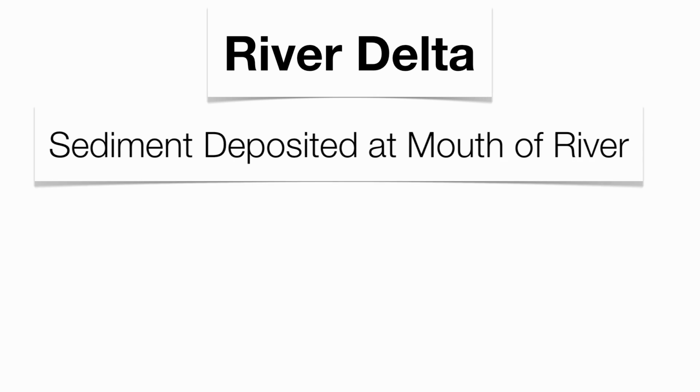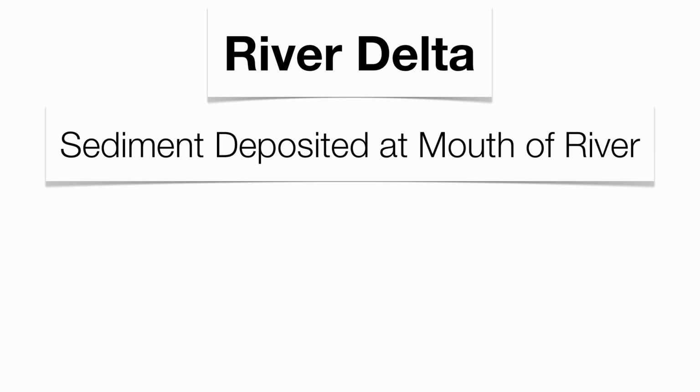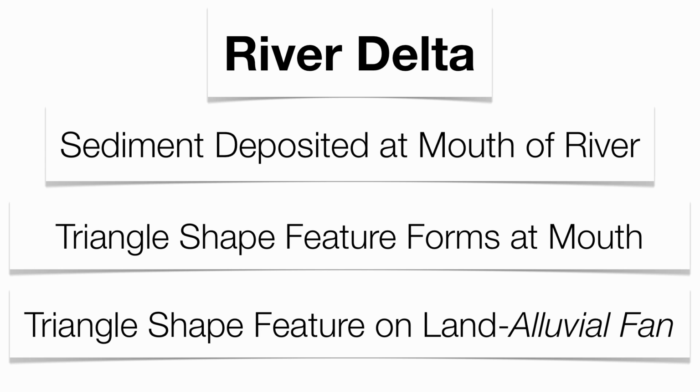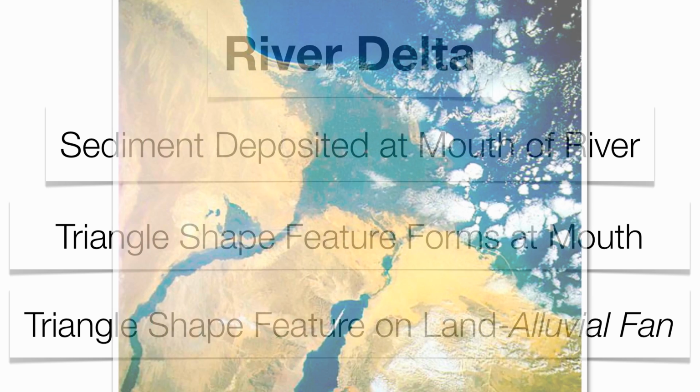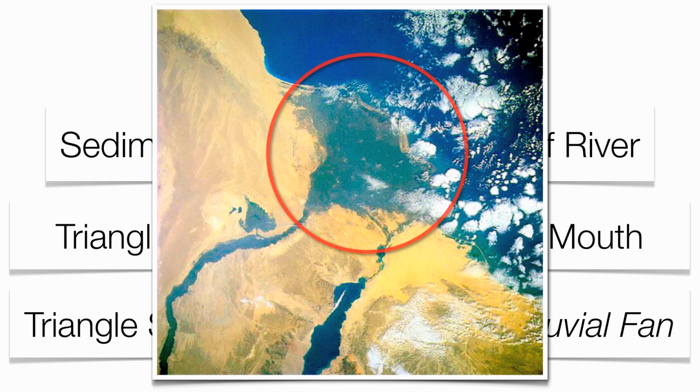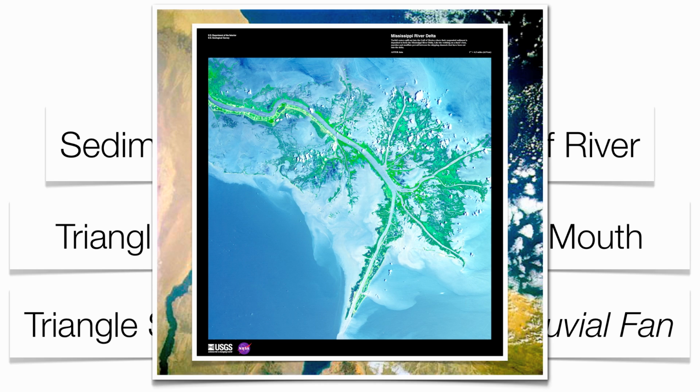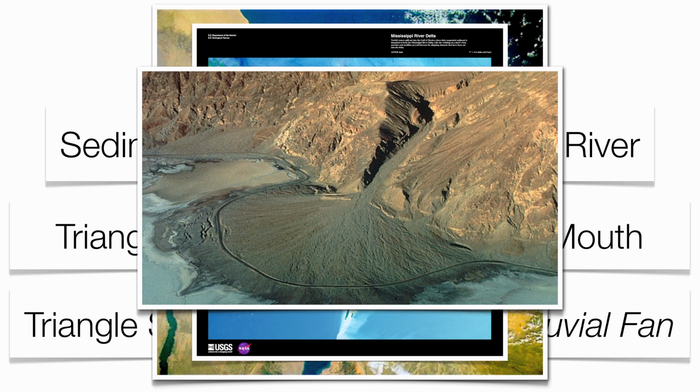One of the big features that are going to be found at the mouth of a river is what we call a river delta. Okay, and this is going to be sediment that's going to be dropped off. It's called a delta because it's somewhat triangle shaped. So the triangle shaped feature is going to form at the mouth of a river in the horizontal manner. You'll sometimes get these triangle-shaped features on land. Those are what we call alluvial fans. So there's the Nile River Delta, right there. There's the Mississippi Delta, and then finally an alluvial fan.